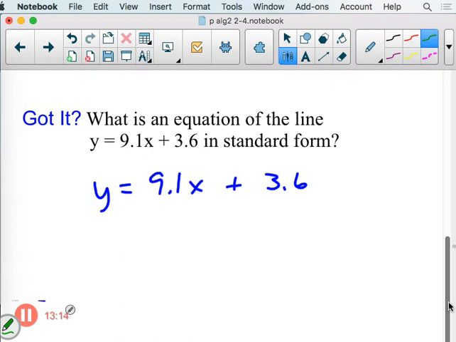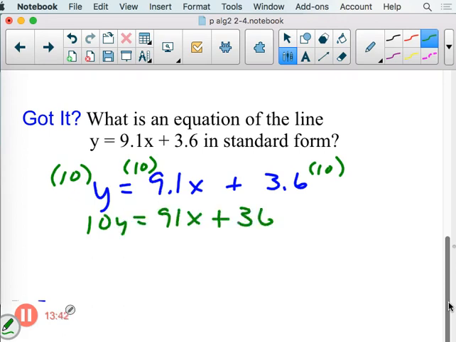You just found that you have to multiply all of these by 10. And you always take the smaller of the decimal places. So if the 3.6 had been 0.36 and it were hundredths, then we would multiply everything by 100 to get rid of the decimals. But multiplying by 10 and 100 and 1,000, that's pretty easy stuff. So 10y equals 91x plus 36, because you just move the decimal over one spot. That's what you do when you multiply by 10.